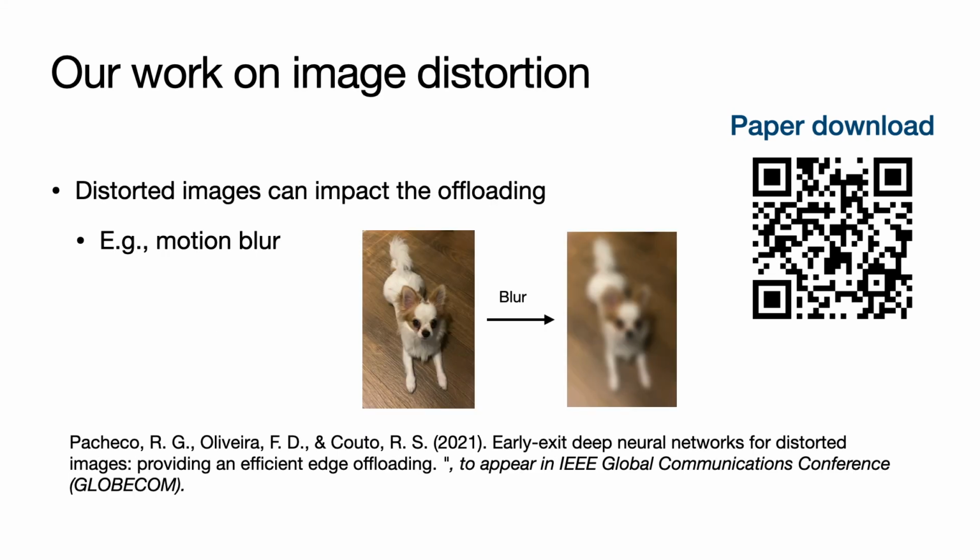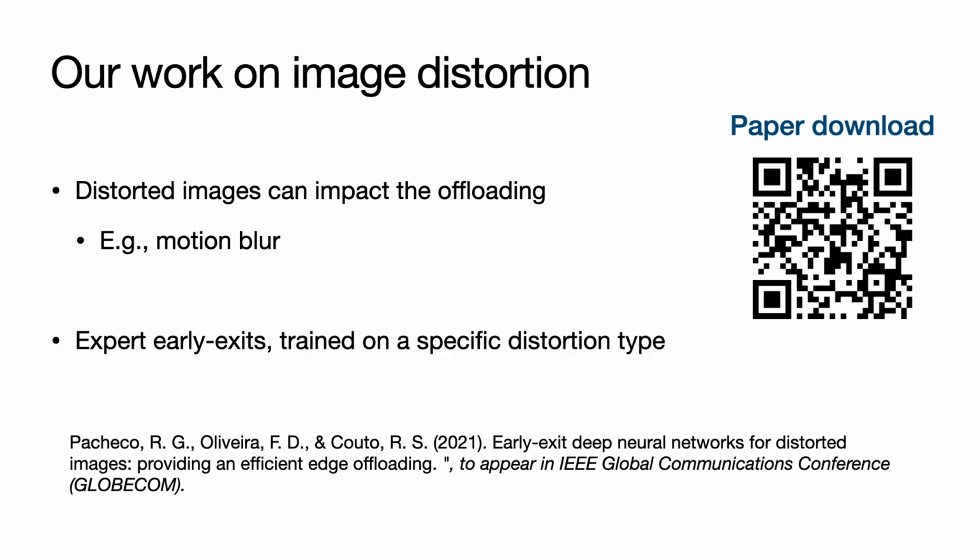We have another work that shows that image distortion also impacts offloading. For example, when a moving device takes a picture, it can be blurred. The blurred image may be difficult to classify on a traditional early exit. So, we have proposed a new neural network architecture that detects the distortion on the end device. Then, it sends the data to an expert early exit on the device, trained on a specific distortion type. Please scan the QR code for more details.